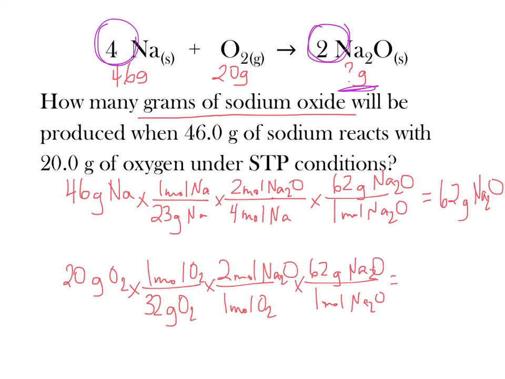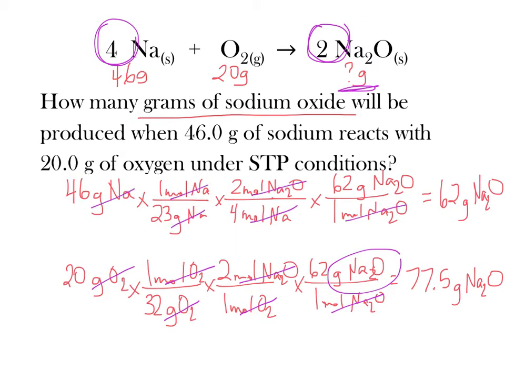So 20 grams of oxygen, let me see if I can cancel out units here, grams of oxygen, moles of Na2O, and I end up with 77.5. Actually, let me erase that and do that whole thing better. 77.5 grams Na2O.